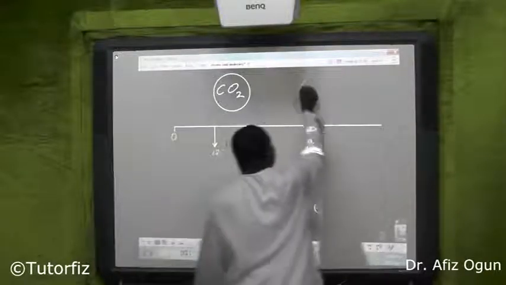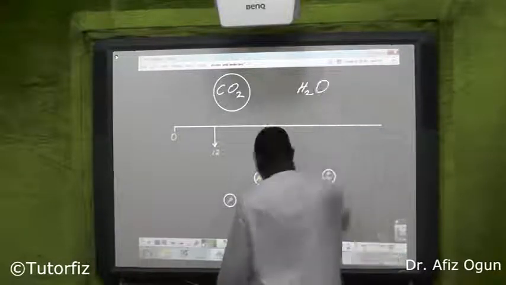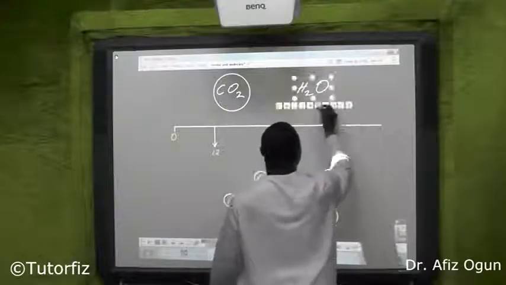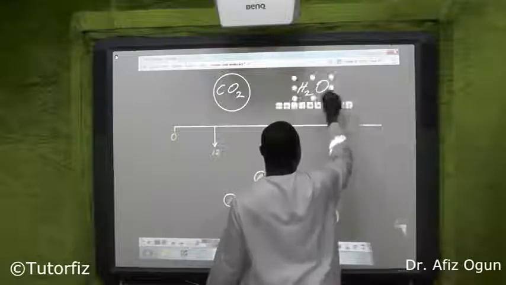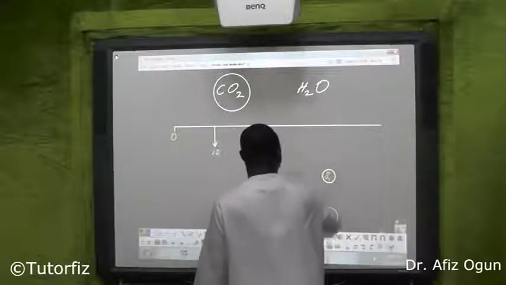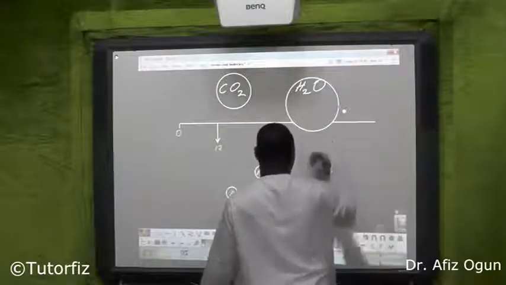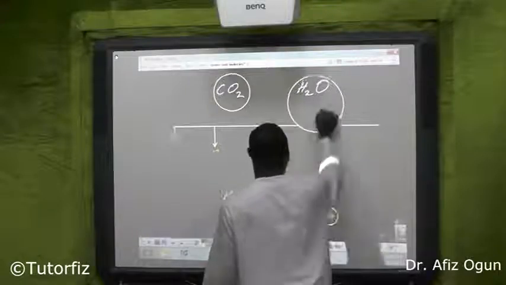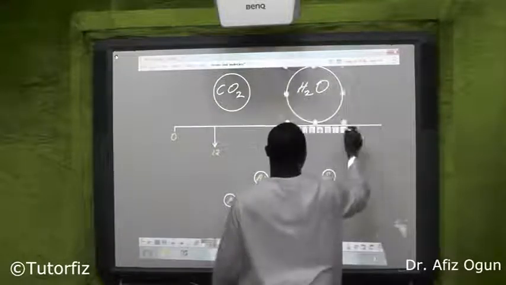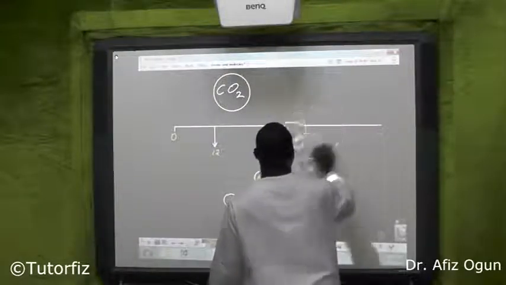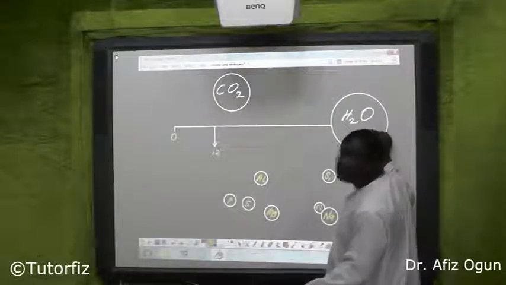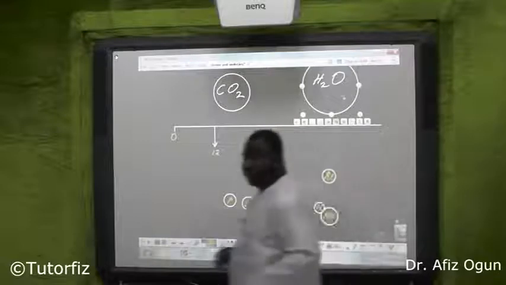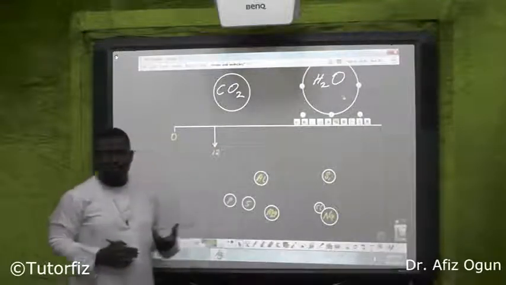H2O, same thing. H2O is a molecule of water. Same thing, I place it there. What will be the mass of that molecule on this scale, where the mass of an atom of carbon-12 is 12?